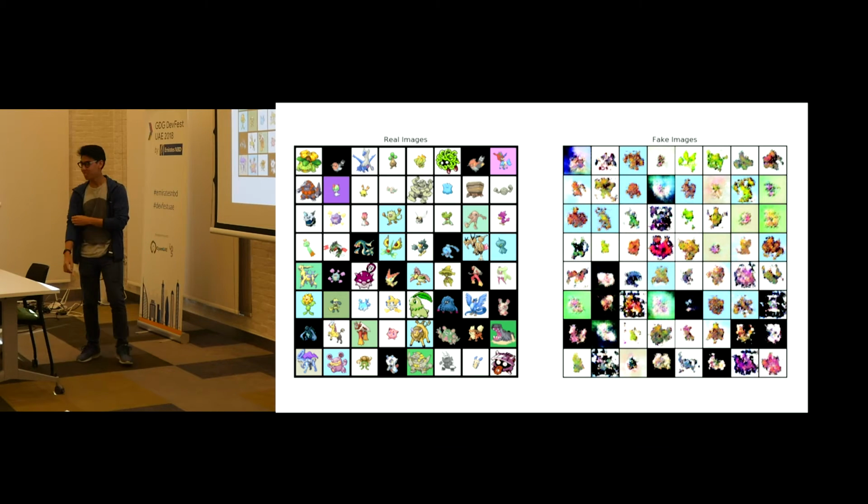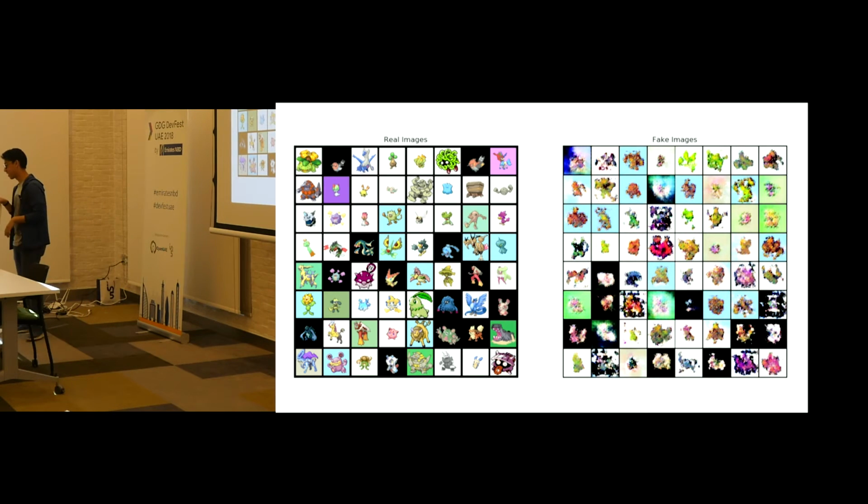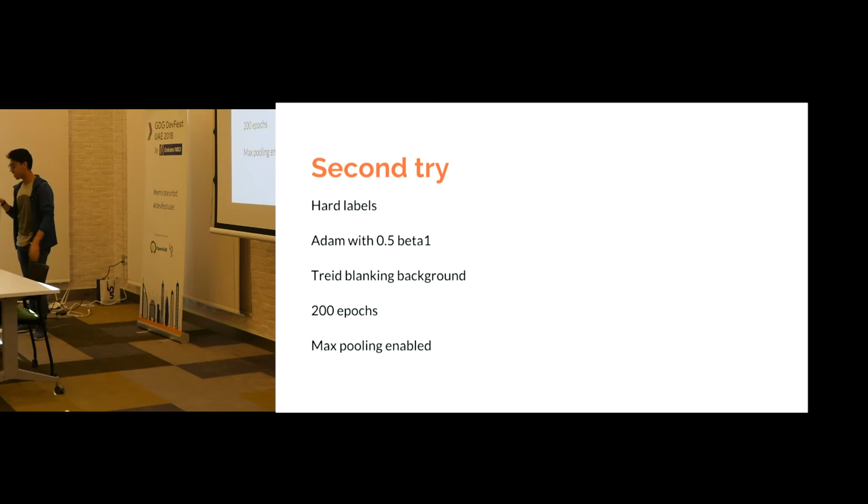So I went back to the drawing board and tried a second time. Hard labels still. I changed Adam to 0.5 beta 1, maybe it's more stable there. I also tried blanking the background, changing some of the background colors. 200 epochs this time, max pooling enabled, but no more fully connected noise layer. And it looks something like this.